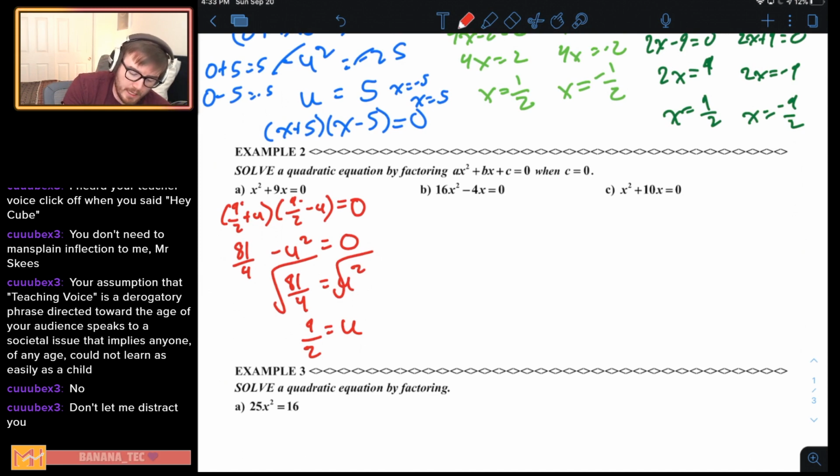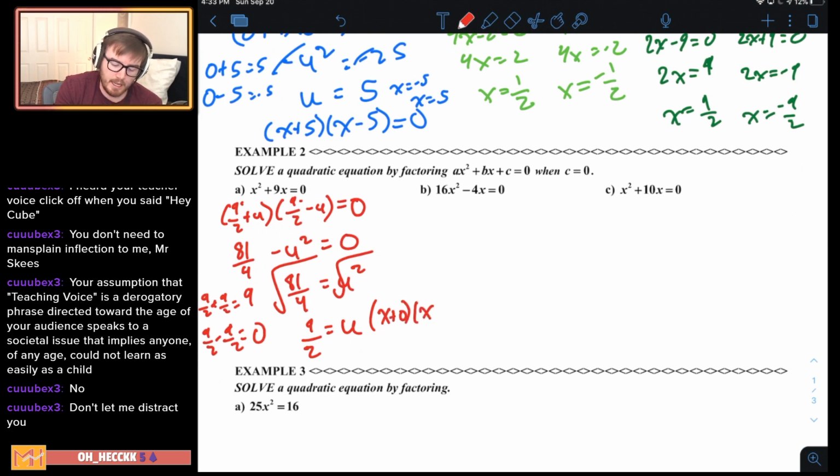And what are my two guys here? 9/2 plus 9/2 and 9/2 minus 9/2. So I end up with 18/2, which is just 9, and 0. So it turns into x plus 0 times x plus 9 equals 0. So my two solutions are, small to big, right? This gives me negative 9. And this one gives me 0.